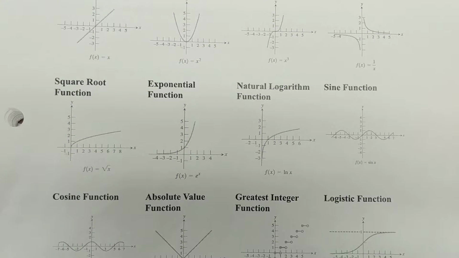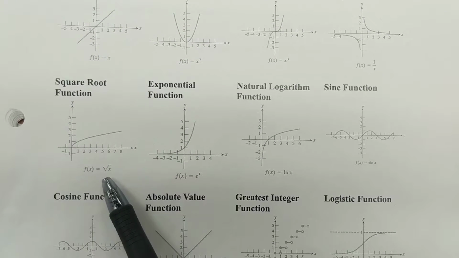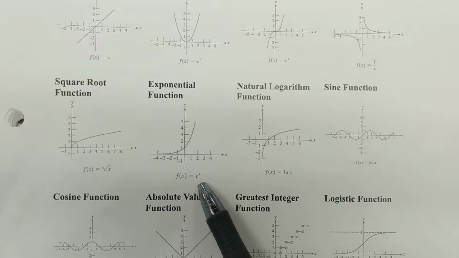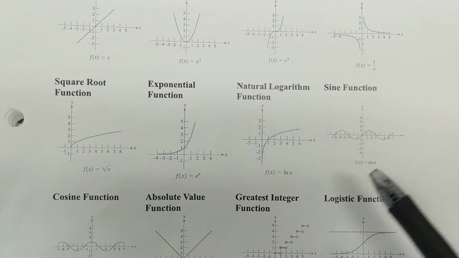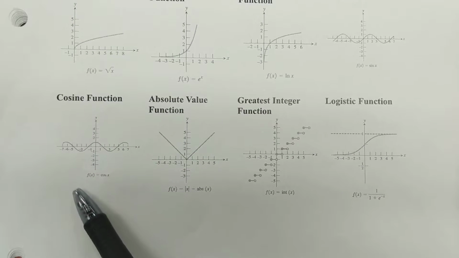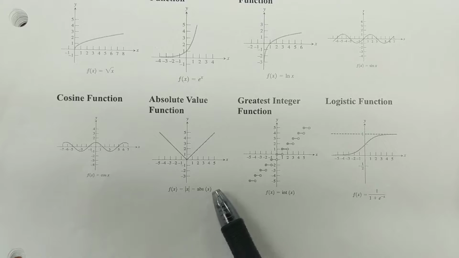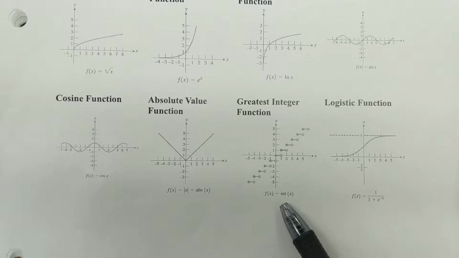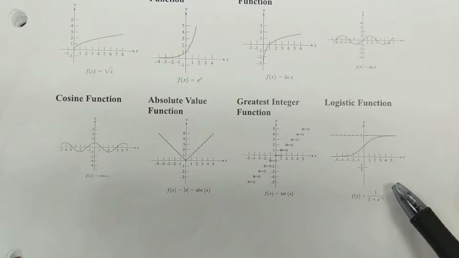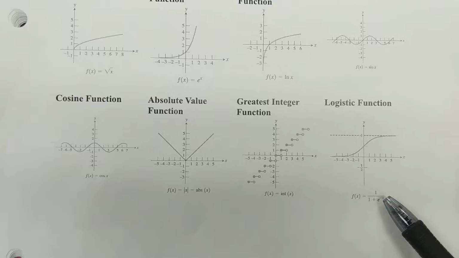And then the second row, you've got the square root function, which is root x, the exponential function, which is e to the x, the natural logarithm function, which is ln, or the natural log of x, the sine function, sine of x. Then on the bottom, the cosine function, cosine x, the absolute value function, the absolute value bars of x. Sometimes you'll see ABS. The greatest integer function, int x, and the logistic function, 1 over 1 plus e to the negative x.